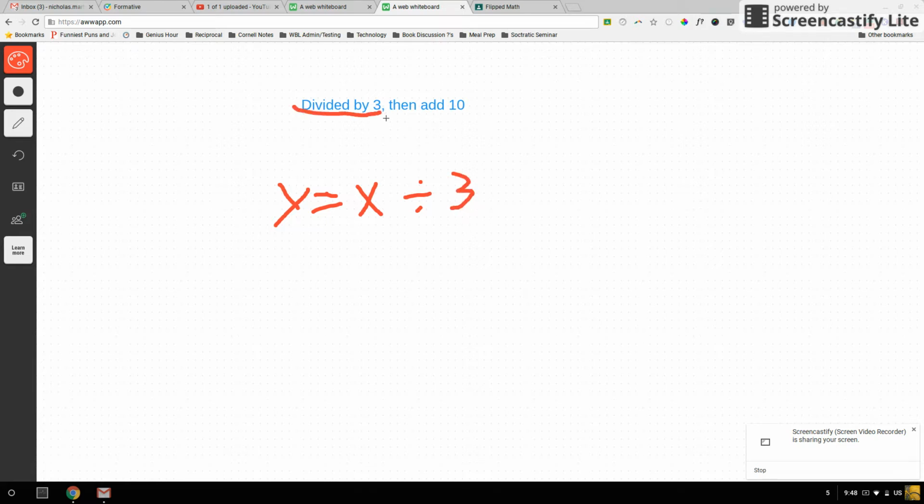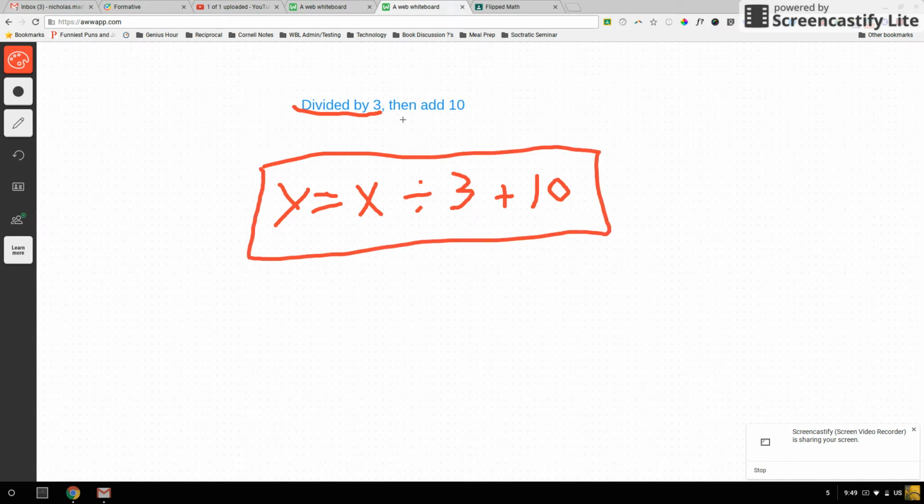All right, I got that divided by 3 done. Then add 10. This one's simple because we don't have to switch anything around. And there is our equation that goes with our words. So you're going to be expected to be able to take the rule in words and turn that rule into a function. All right, good luck.